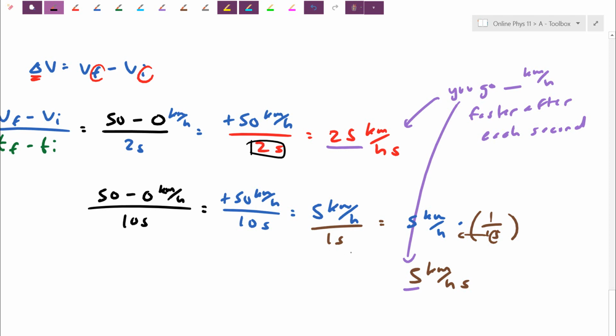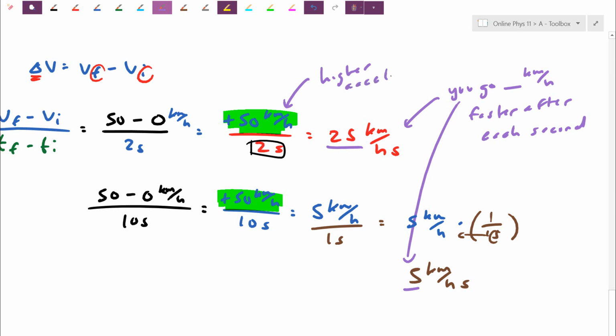Both of them have acceleration. Both of them accomplish the same change in speed. But because the first one accomplished it in a much shorter time frame, we would say this first one has a much higher acceleration, a bigger acceleration than the bottom one there. So in that case, we can basically deal with acceleration as a change in speed.